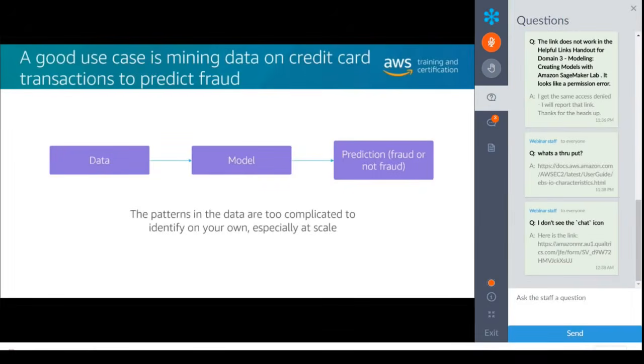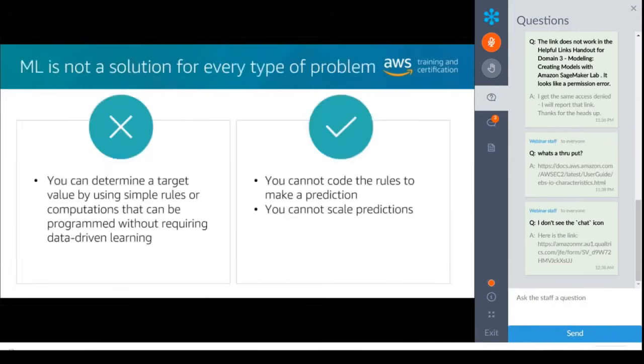And where's the boundary between statistics and mathematics? If you're interested in that debate, there are universities where you can go do your PhD in that, but that's not what the exam is aimed at. Machine learning is not a solution for every type of problem. Be able to identify a simple problem, and where you have a simple problem that can follow simple heuristics, walk away from machine learning.